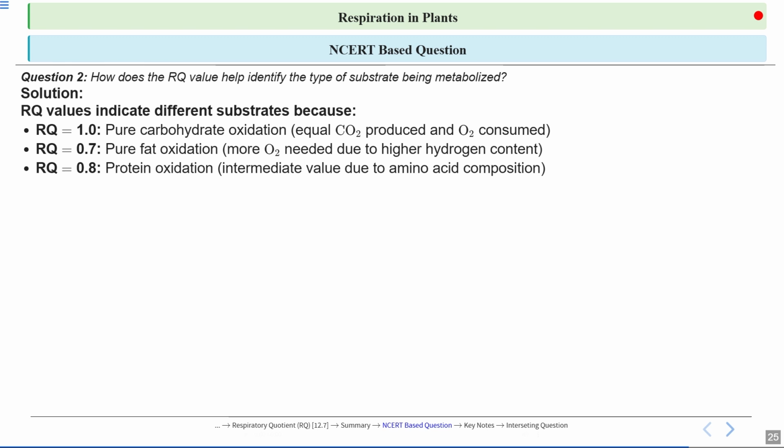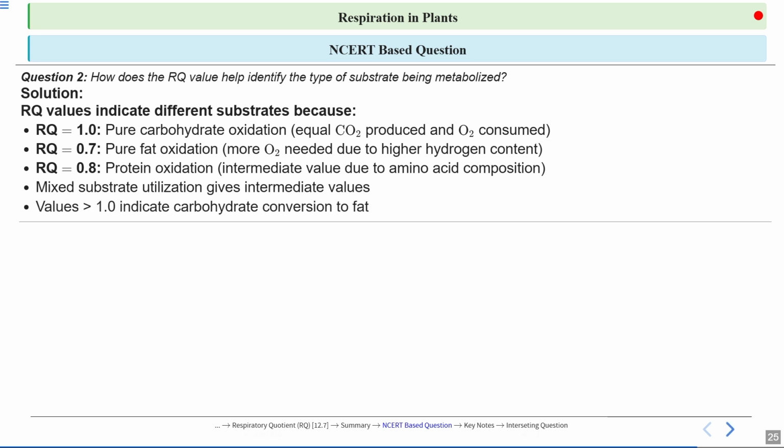If we talk about proteins, the RQ value is 0.8. So for protein oxidation, it is an intermediate value due to the amino acid composition. Mixed substrate utilization gives intermediate values of RQ. That is, if not one particular type of substrate is being used, then we get intermediate values of respiratory quotient. And values more than 1 indicate carbohydrate conversion to fat.